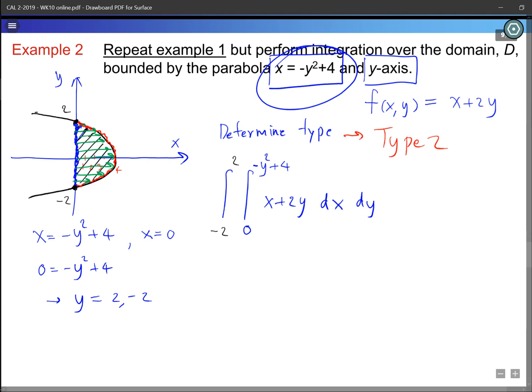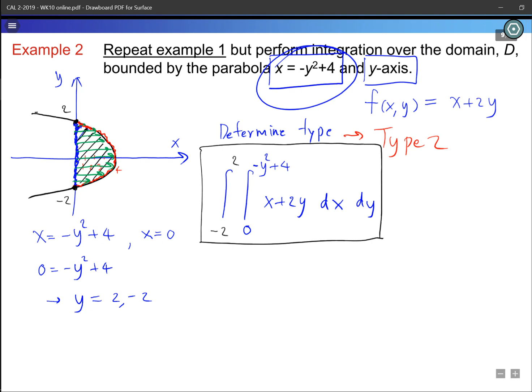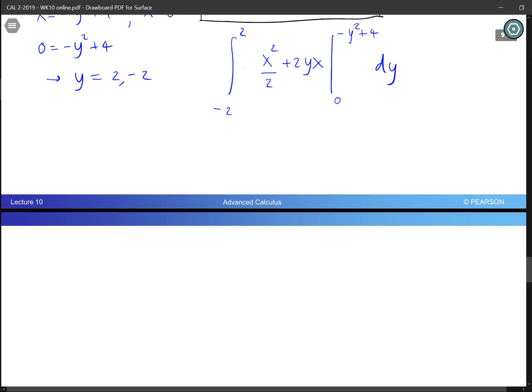Okay, now that we have the formula ready, we can perform the integration. We are going to integrate this with respect to x first. So we are going to keep y as a constant. So here we have x squared over 2 plus 2yx, right? Integrate that with respect to x, and we need to evaluate this at 0 and minus y squared plus 4. Integrate with respect to y, still the same, minus 2 to 2, and dy.